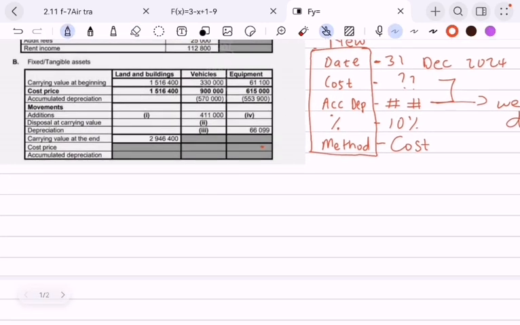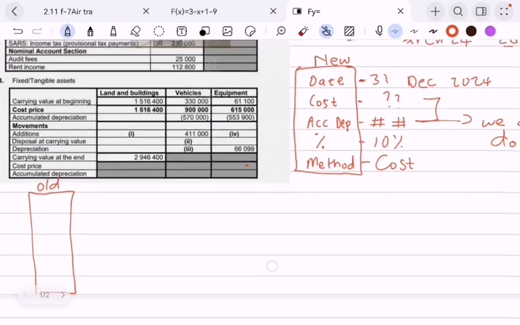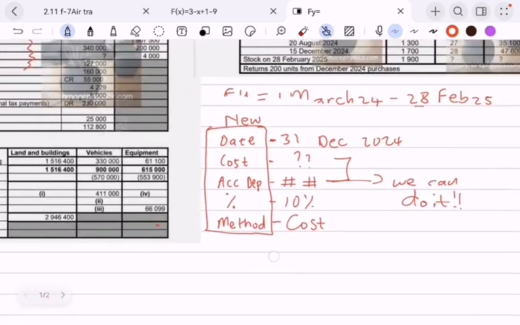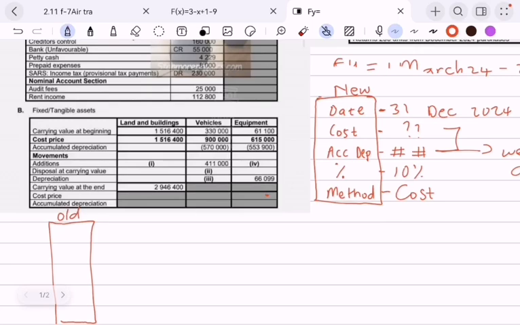So you have to open another box right there. But for the old equipment? Of course, the date, since it wasn't sold, of course, the date is going to be until 28 Feb 2025. So the date is not really that necessary. Now get us the cost, get us the accumulated depreciation, get us the percentage, and tell us the method. So the method and the percentage, they still remain the same. The method is cost and the percentage is 10%. What is the accumulated depreciation?